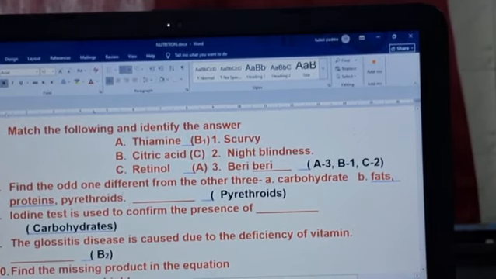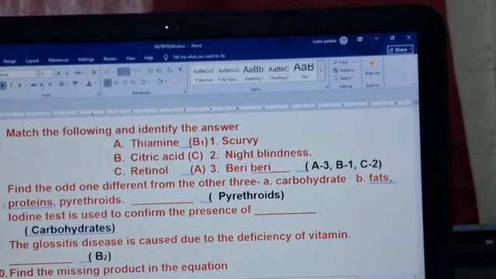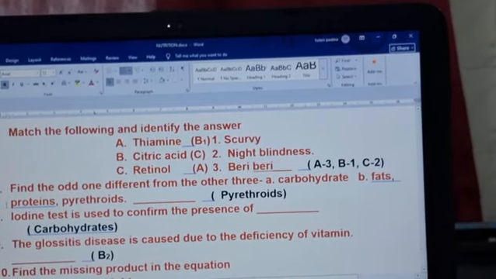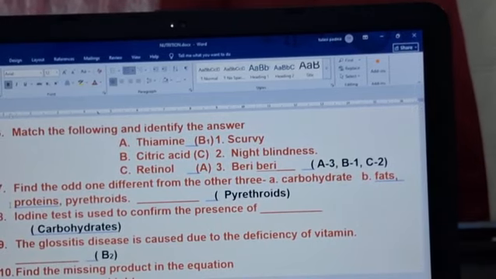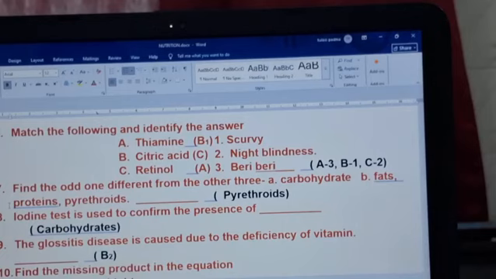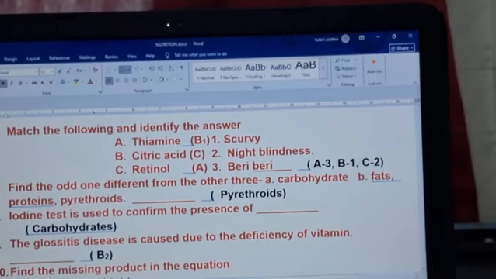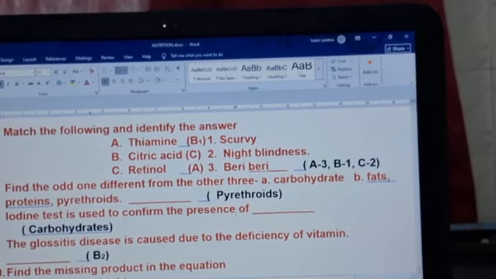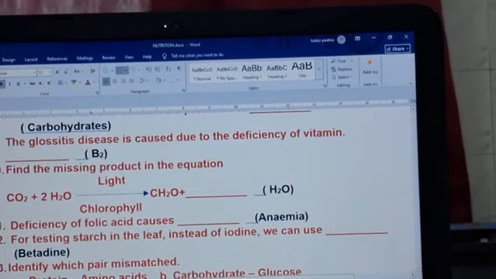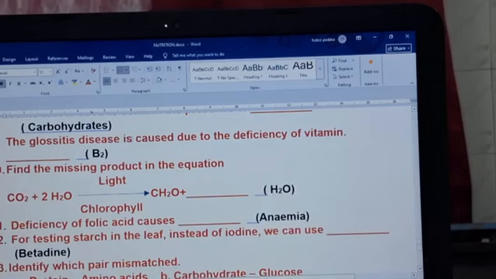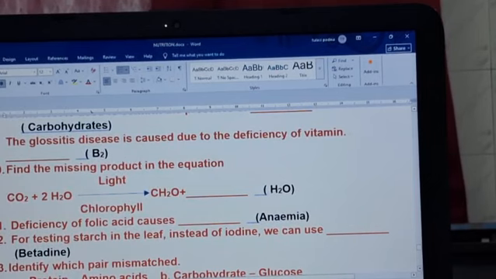Find the odd one different from the other three: carbohydrates, fats, proteins, pyrethroids. Carbohydrates, fats and proteins belong to the same category, children, in the digestion process. Pyrethroids is something totally different. Then the iodine test is used to confirm the presence of carbohydrates or starch. Glossitis is a disease caused due to the deficiency of vitamin B2.